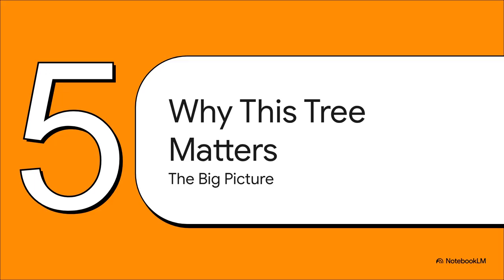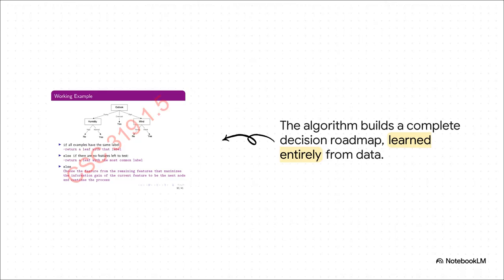And that leads us to why this whole thing is so important. By repeating that same process at every single branching point, the algorithm builds a complete, finished tree. It creates an entire roadmap of decisions that it learned completely from the data. And now it's ready. It's ready to make predictions on new situations it has never, ever seen before.